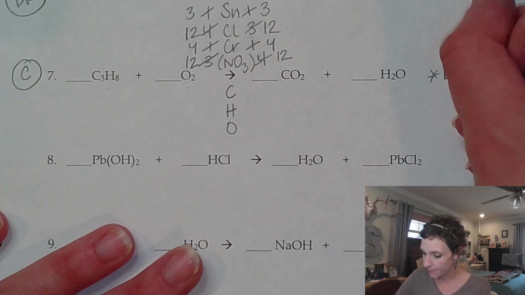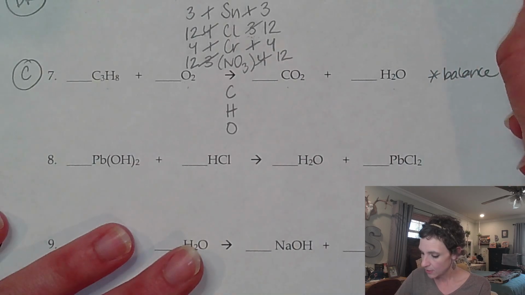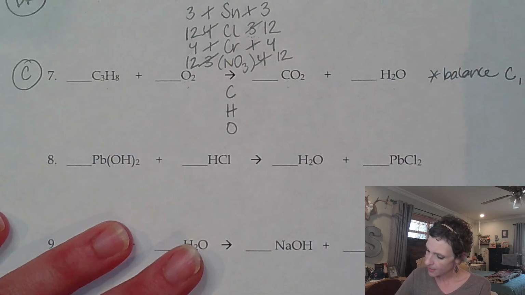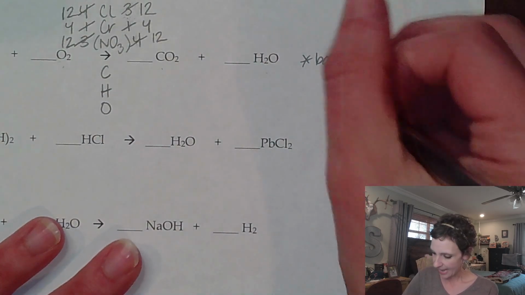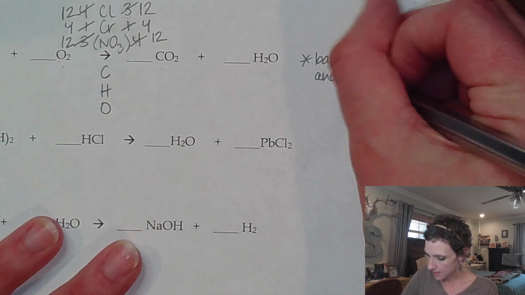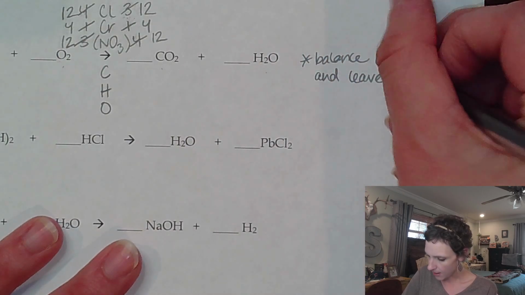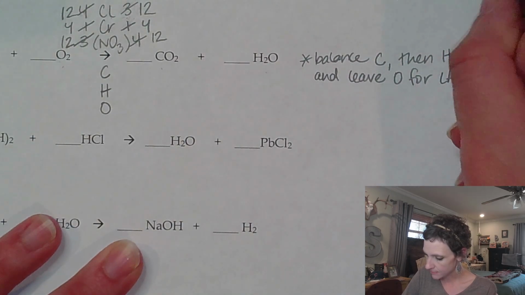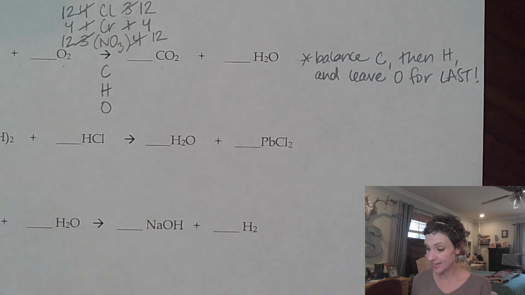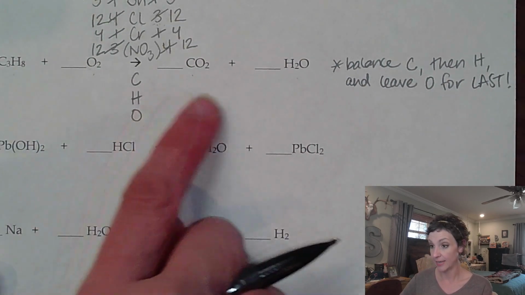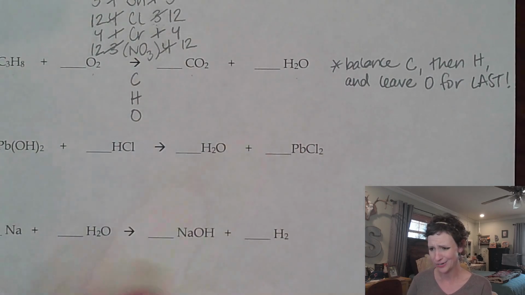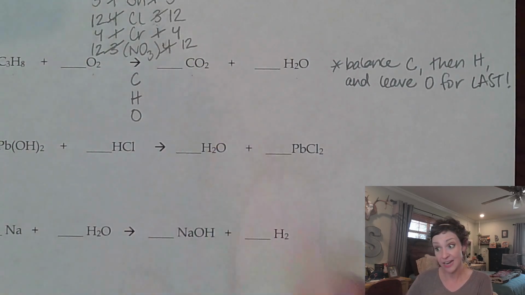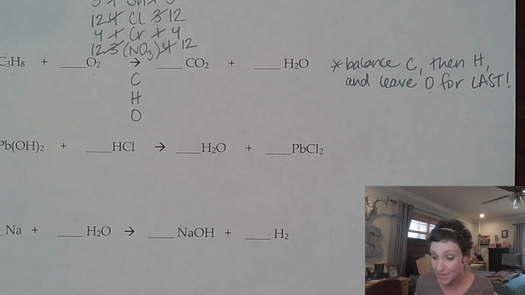So we're going to balance carbon, then hydrogen. Oh, you cannot see. And leave oxygen for last. Okay? And the reason why we're doing that is because, y'all, oxygen is found in a bunch of different things. So if I try to put coefficients in front of an oxygen, it's going to mess up a lot of things.